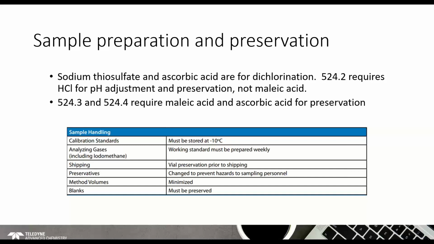Sample preparation and preservation. Prior to analysis, the vial, usually upon being filled with a sample, is treated for pH level and dechlorination. As I mentioned previously, in 524.3 hydrochloric acid was replaced due to the hazard risk it posed in usage. Here's a convenient table with brief details summarized in the sample handling.